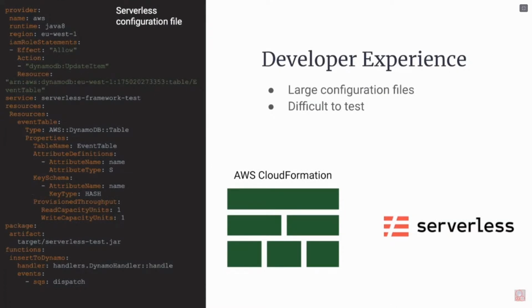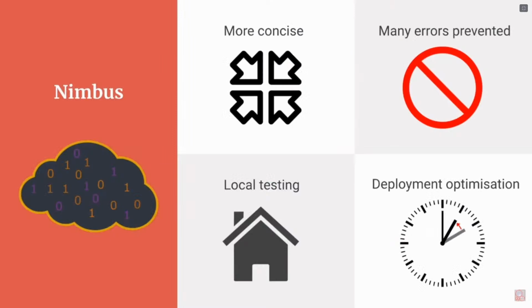This generally requires writing a large configuration file, which is usually cloud provider specific. Debugging errors in this file is difficult, as there is no immediate verification, and deployment can take minutes before reporting the error back to you. Another common complaint when developing serverless applications is that there is a lack of tooling when it comes to testing, and specifically integration testing. Nimbus is a tool that we developed to solve these problems for Java serverless applications.